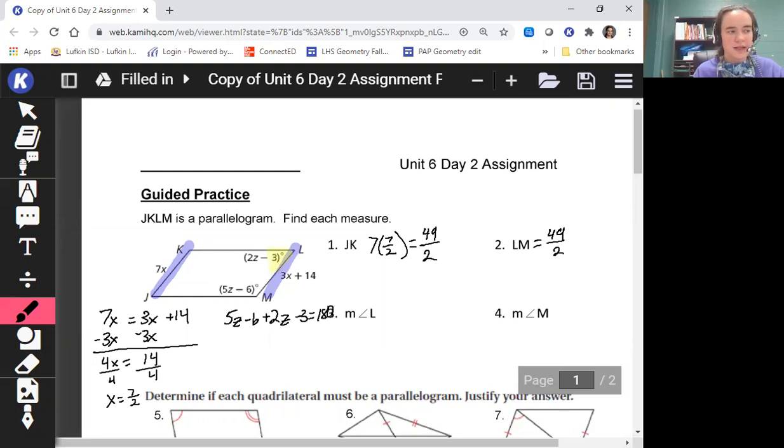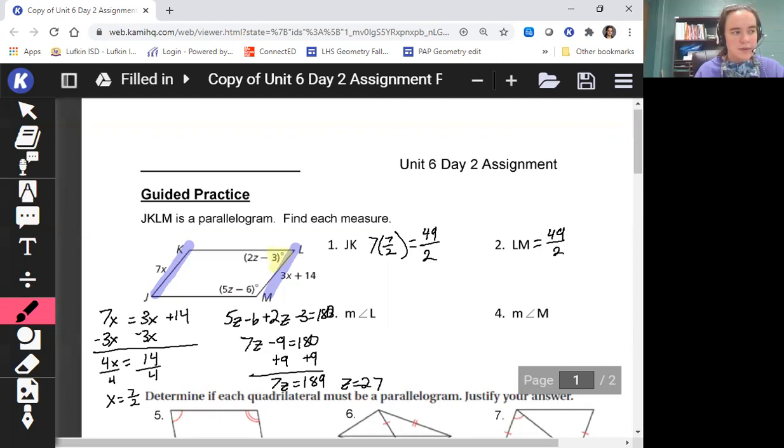So we have 5z minus 6 plus 2z minus 3 equaling 180. Combine our like terms. That gets us 7z minus 9 equaling 180. We're going to add 9 to both sides. We have 7z equaling 189. And 189 divided by 7 is 27. So z equals 27.